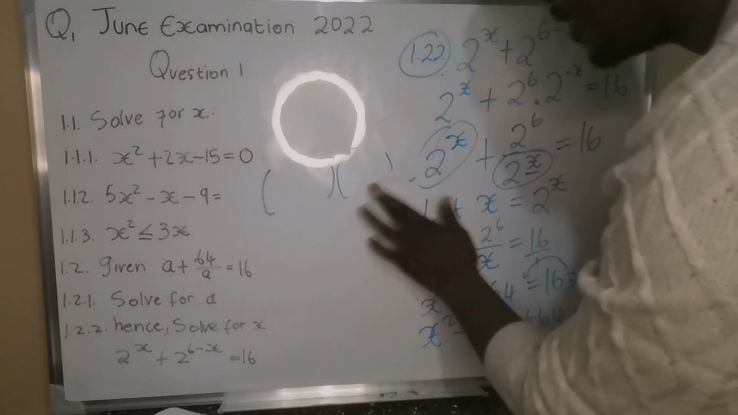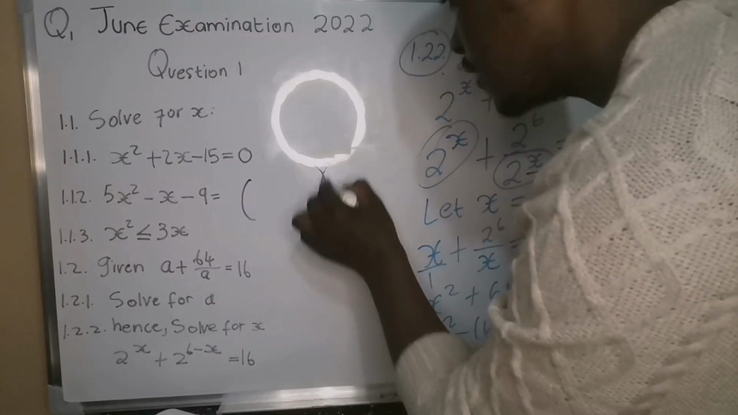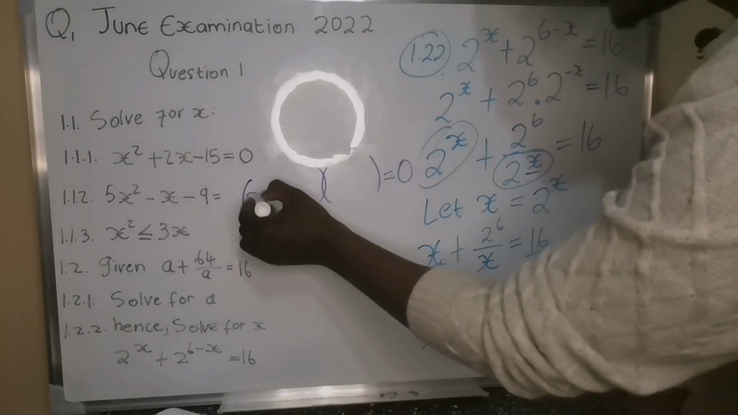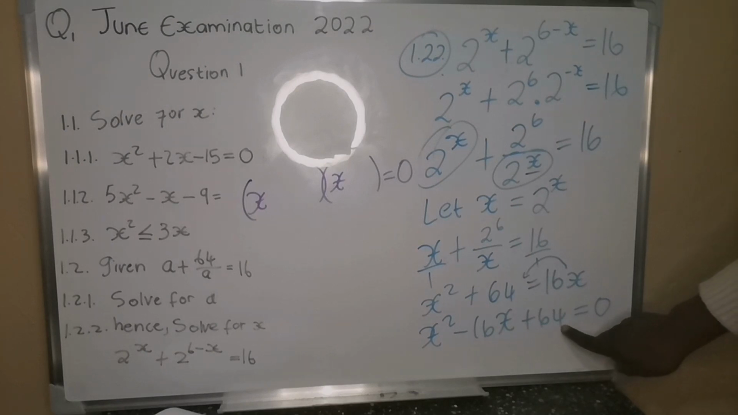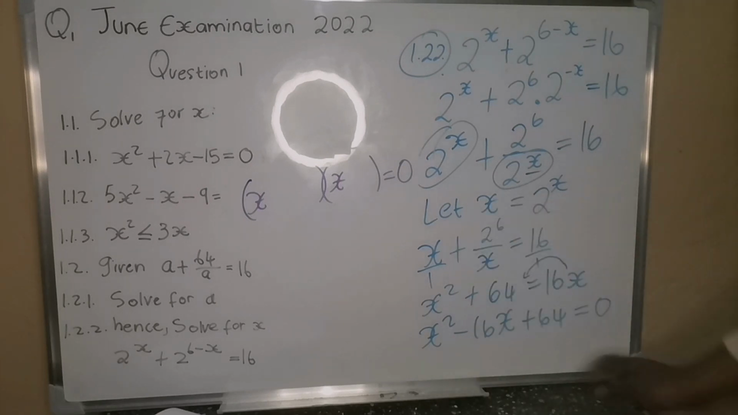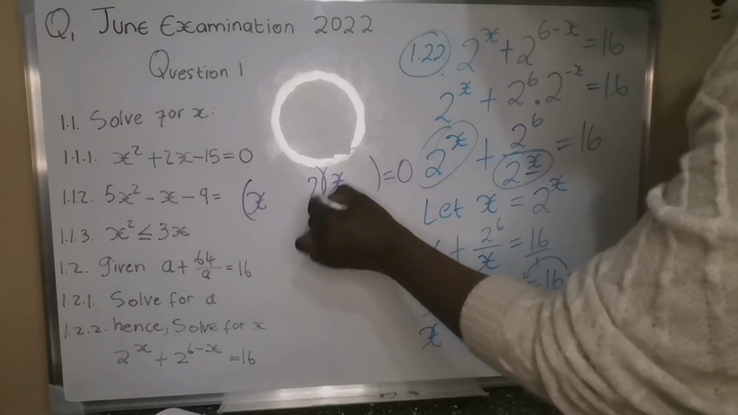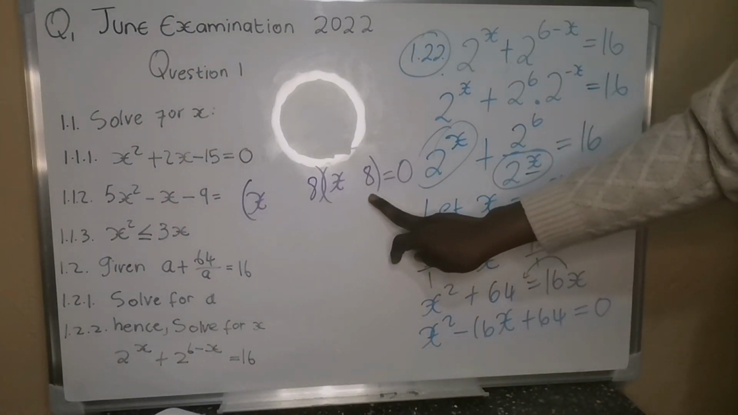Let me just do it properly, guys. I'm going to open 2 brackets and equate our answer to 0. The factors of x squared are x and x. What are the factors of 64? I think this question is the same as the previous one. Which numbers can I multiply to give me 64 and add or subtract to give me 16? 8 times 8 is 64, and 8 plus 8 is 16.